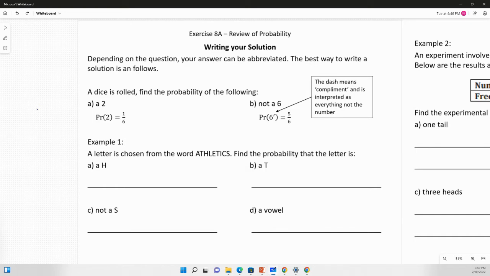Now, over here, I've got the probability of getting not a 6. So anything except 6. Maybe if you get a 6, you're going to go to jail in Monopoly. So you're interested in, okay, what's the probability of getting everything except a 6? To use that in notation, we use this little dash here, and it means the complement. So it means the opposite of 6, everything that's not 6. So the probability of getting not a 6 is 5, 1, 2, 3, 4, 5 out of 6.